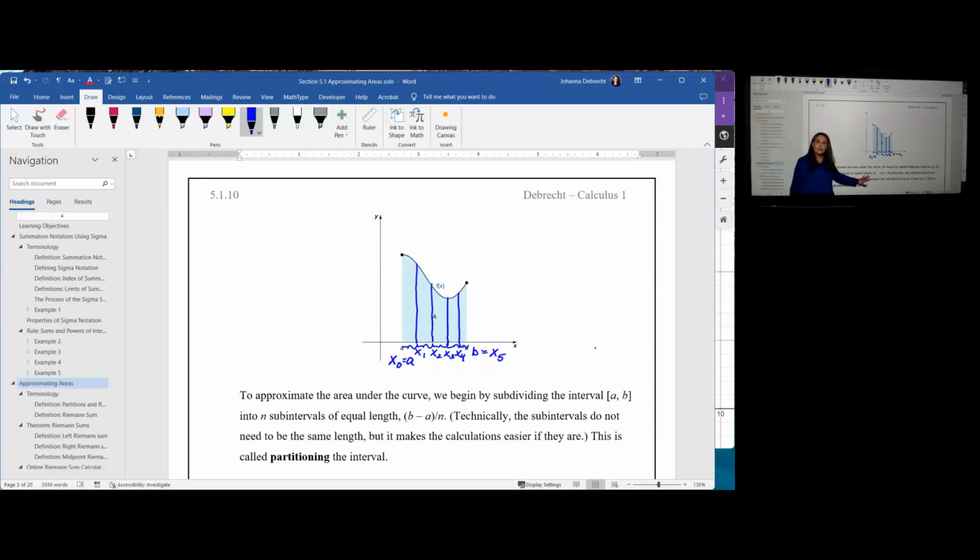If I make them all the same width, which, as I've said, makes our job much easier, then I can compute the width of each one by taking the interval from A to B and dividing by the number of rectangles. In general, this gives us the expression (b minus a) divided by n. Again, technically, they do not need to be the same length, but it does make our job easier. We call this partitioning the interval A to B on the independent axis.